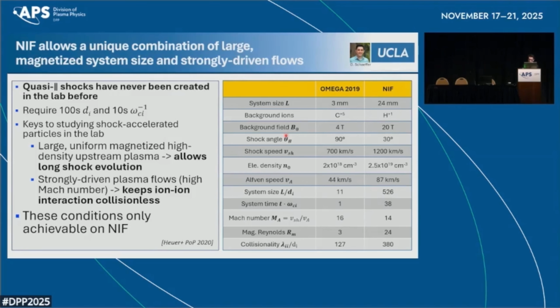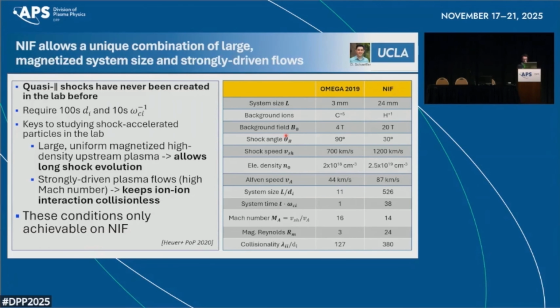So the National Ignition Facility, which is the largest laser in the world, offers a unique platform for studying quasi-parallel shocks and shock-accelerated particles by providing a large magnetized uniform upstream and strongly driven flow. We do need enough space and enough time to create a quasi-parallel shock. The scales we talked about here are only achievable on the NIF. As a result, quasi-parallel shocks have never been created in the lab before.